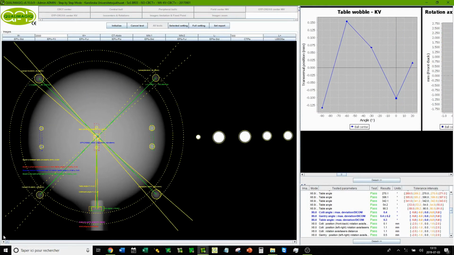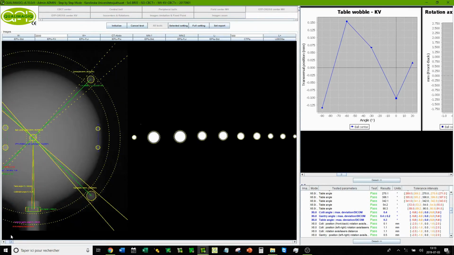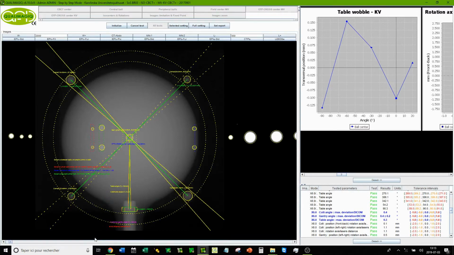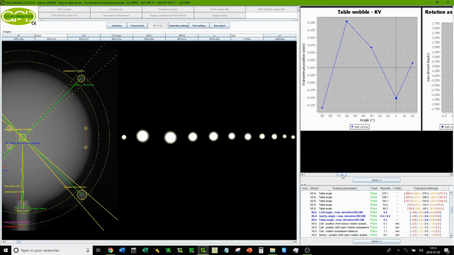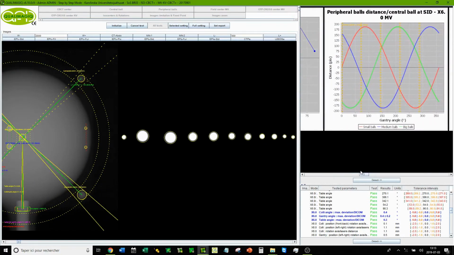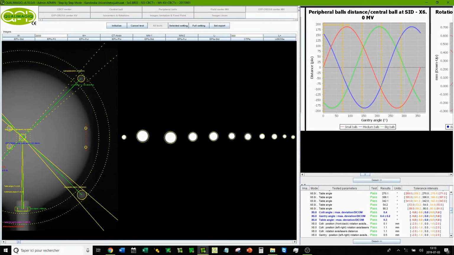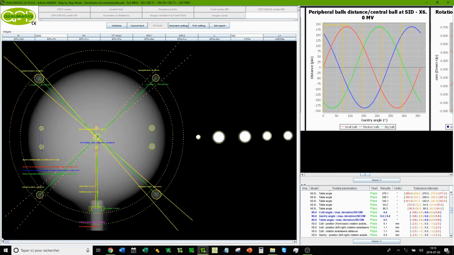One more thing concerning the measurement of the gantry rotation axis. You see that when the gantry rotates, the three pairs of peripheral balls evolve. The distance between them and the central ball changes. This distance describes a sine curve. 3 curves for 3 pairs of balls. We will take a closer look at the red sine curve, which corresponds to the balls at the top of the sphere. When the gantry is at 0, the distance between the central ball and this particular pair of balls is 0. We are at this point on the graph.